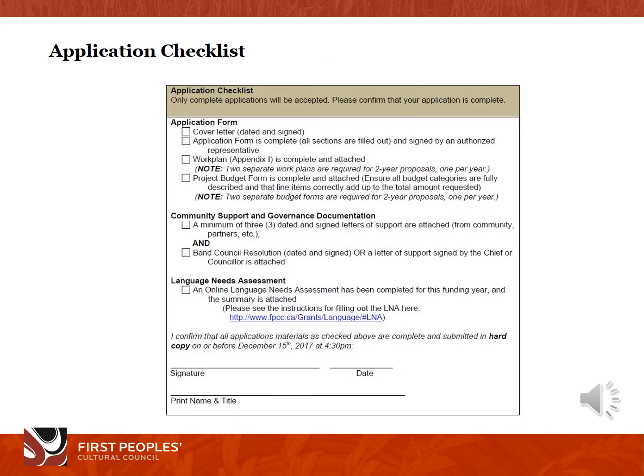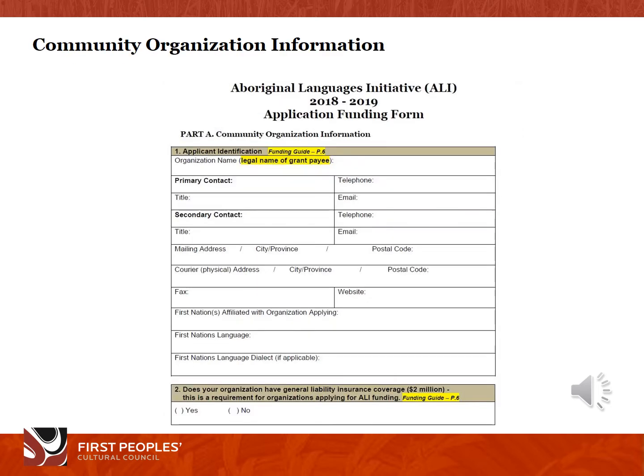Make sure that all items on the application checklist are completed and included in your application before submitting. Please complete this page and include it with your application to confirm that your application is complete. Only completed applications will be accepted. Please complete the required applicant identification information on the form. Make sure that the organization name that you include is the name of the legal grant payee.